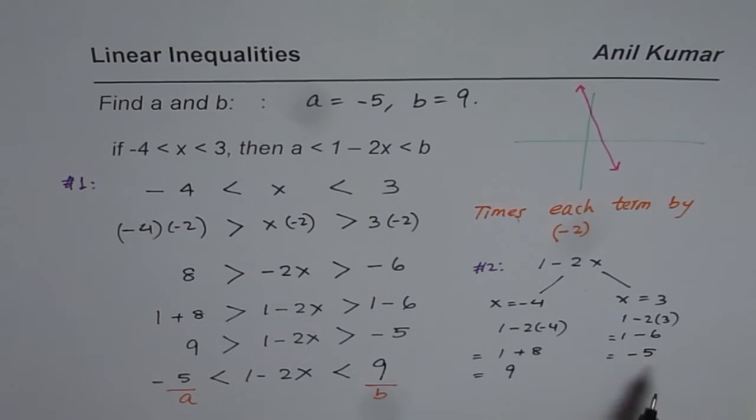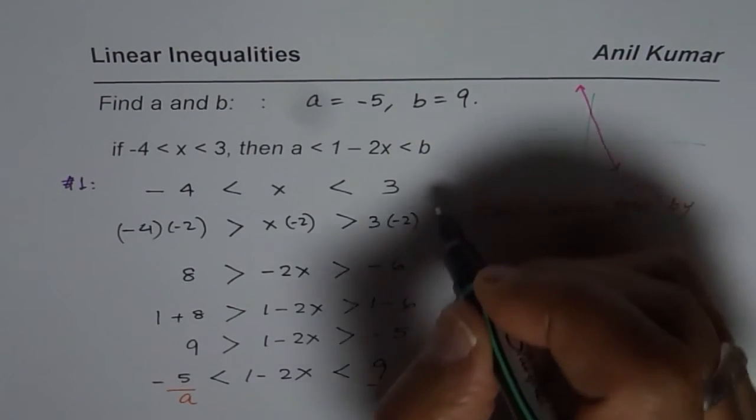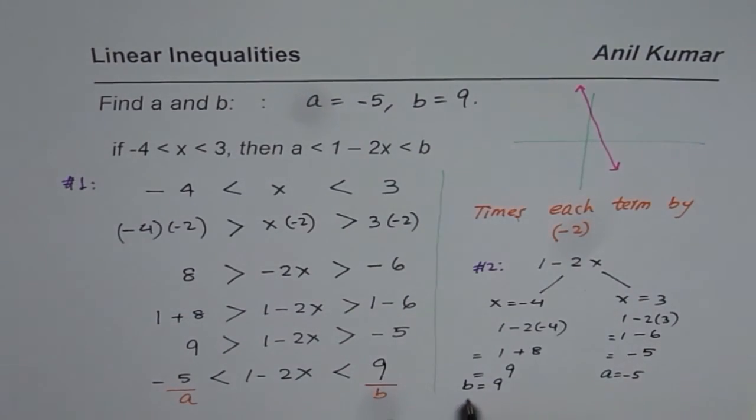Do you see that? Since the lower limit is minus 5, we'll say A is minus 5, correct? So this is A equal to minus 5 and B equal to 9. So that is the way we can solve such a linear inequality. Do you understand? So that is method number 2.